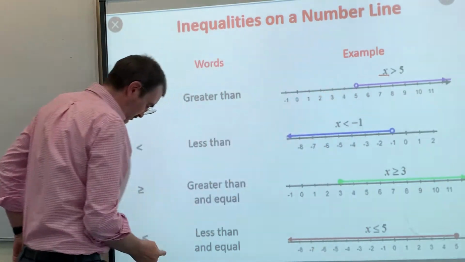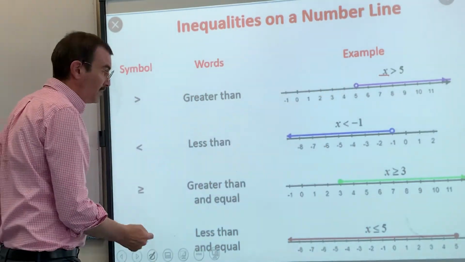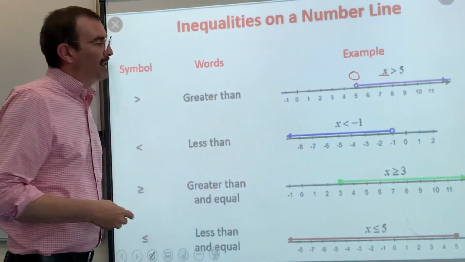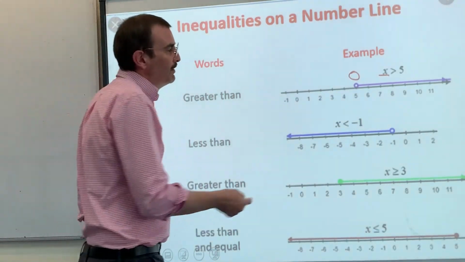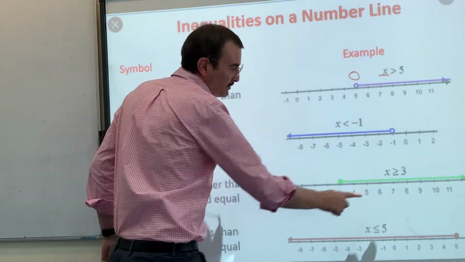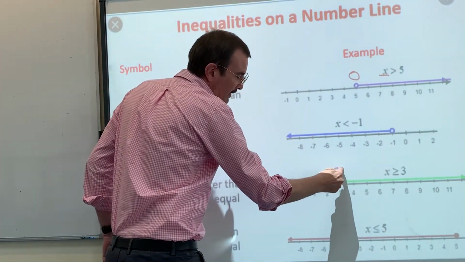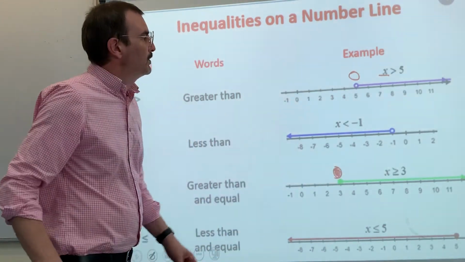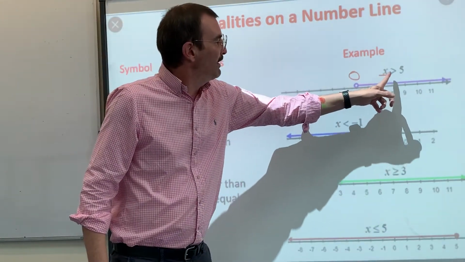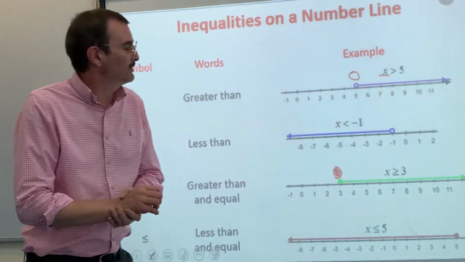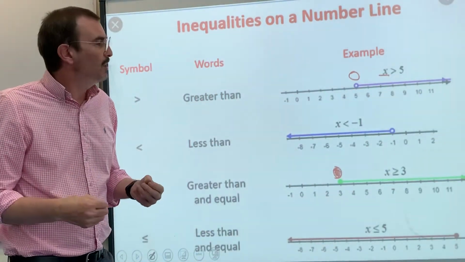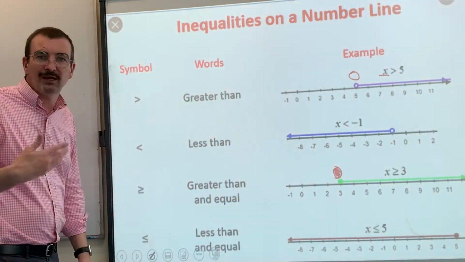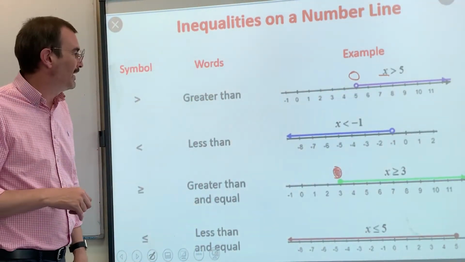Spot that the circle is not filled in. That means that it doesn't include 5. There's no little equal sign at the bottom. See an equal sign and the fact that the circle is filled in. You'll also spot that the arrow points in the same direction. That is only relevant when the variable is on the left side. If it's on the right side, that rule does not apply.